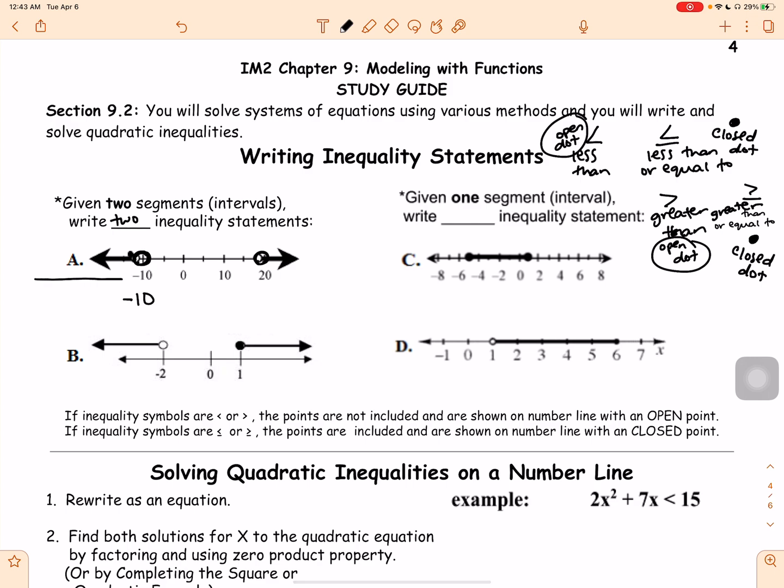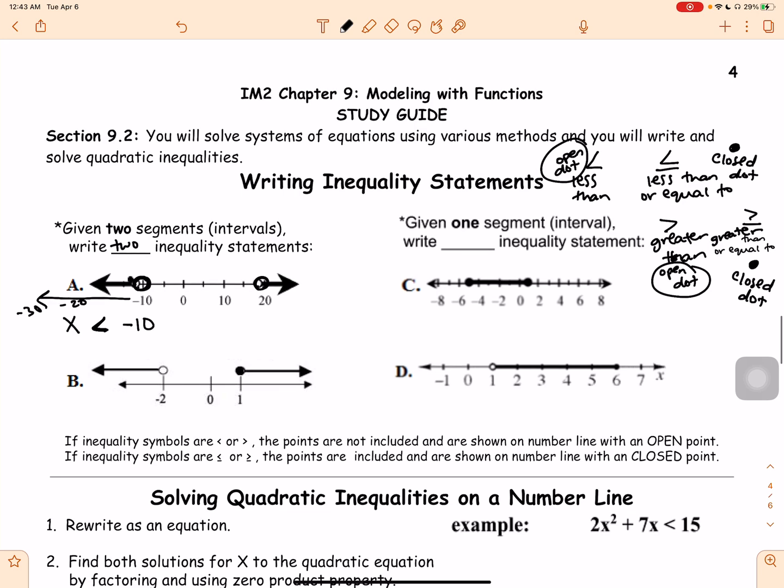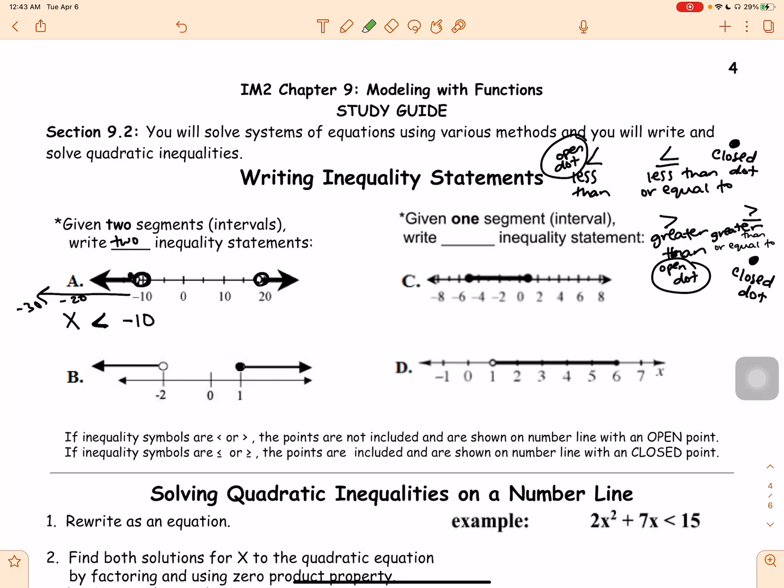And then we have a bunch of values over here to the left. So this is telling us that our x could be anything that is less than -10, because if we go further back, we'll get to -20, -30, and so on. And all those numbers are less than -10. And since it's an open dot, it is not equal to -10. This one is only less than -10.